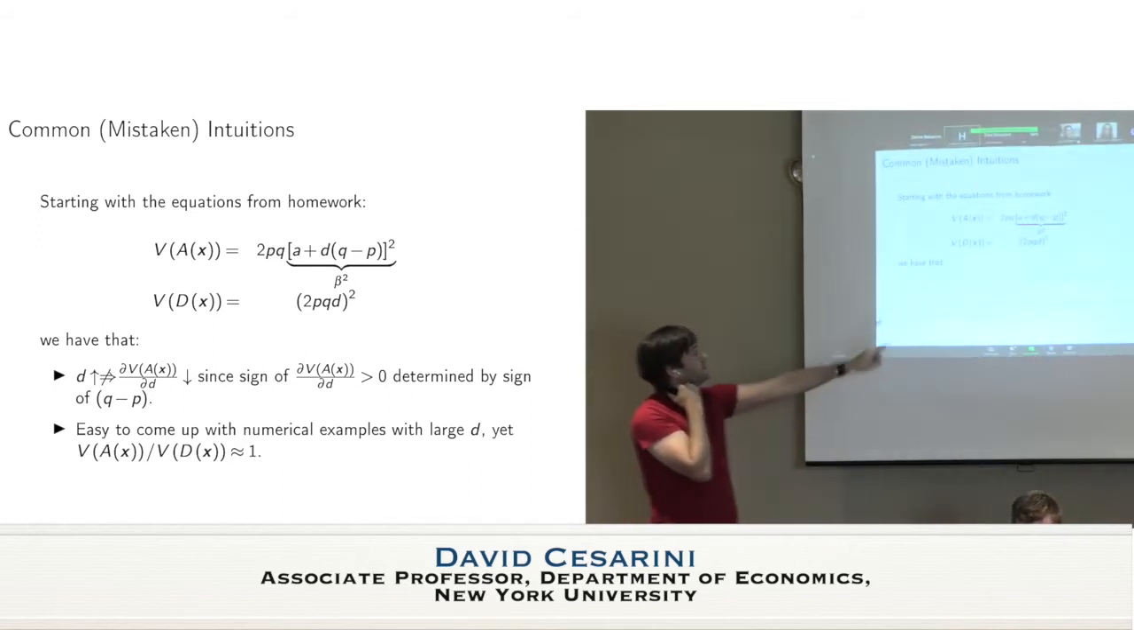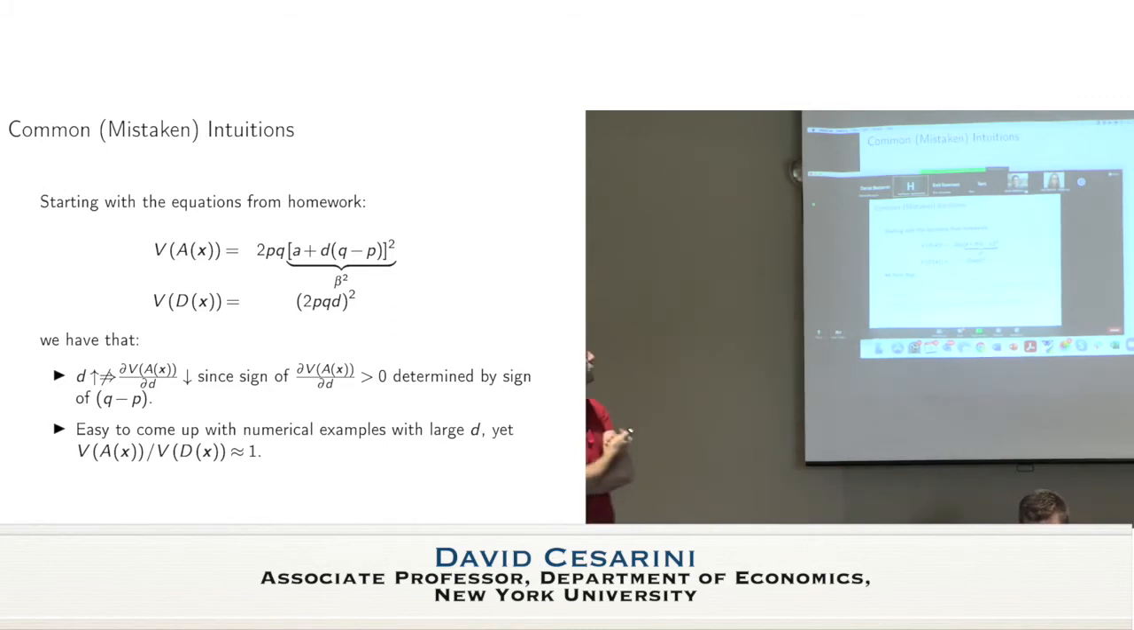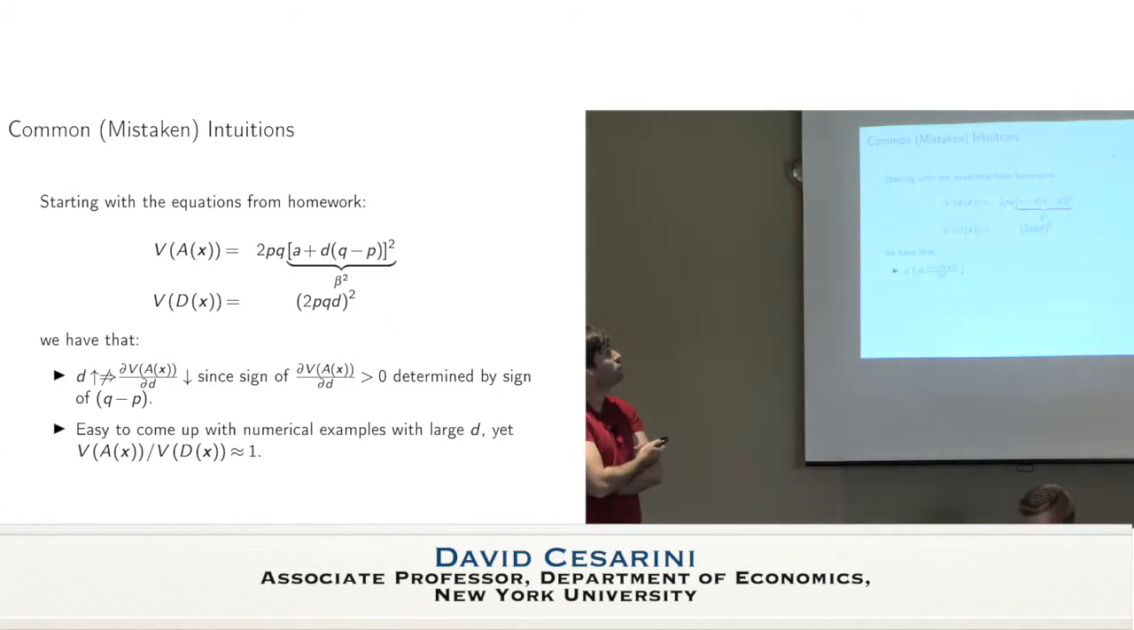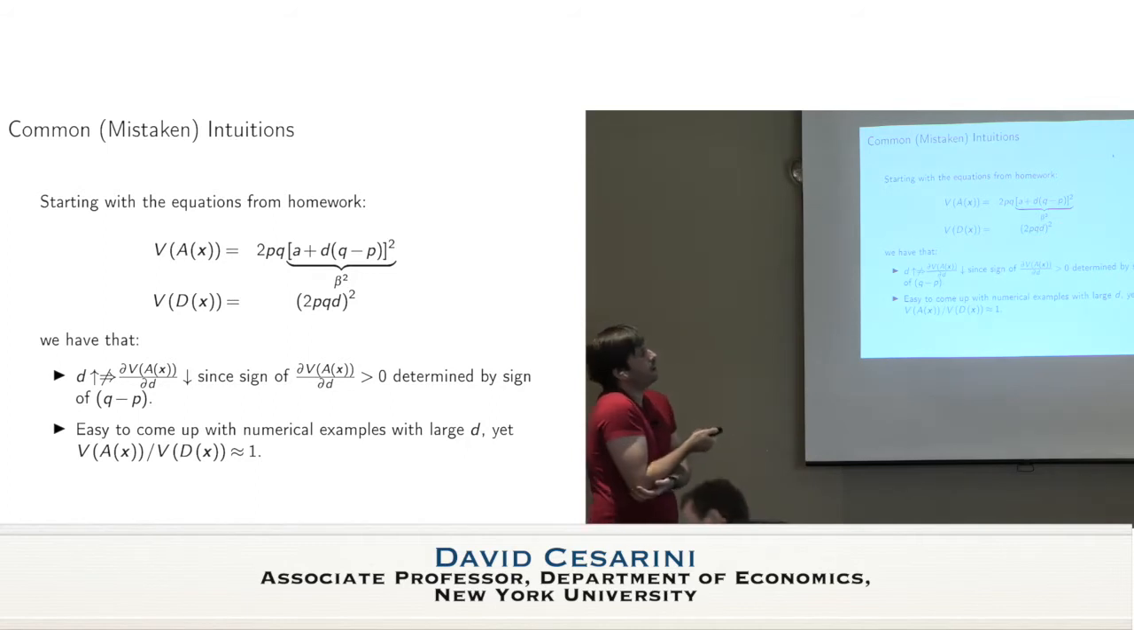And the reason is that the sign of the derivative just depends on q minus p, the sign of q minus p. That's the same thing. You can also come up with... And it's also easy to just find numbers such that d is a very large number, but the ratio of the narrow heritability to the broad heritability is something close to 1.